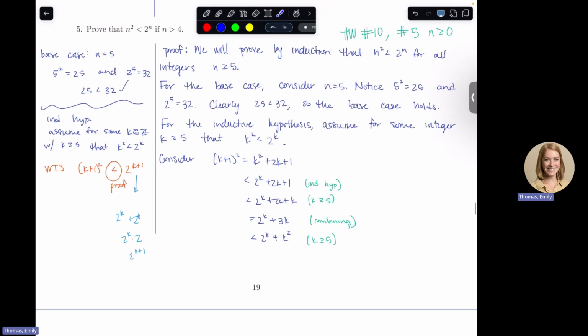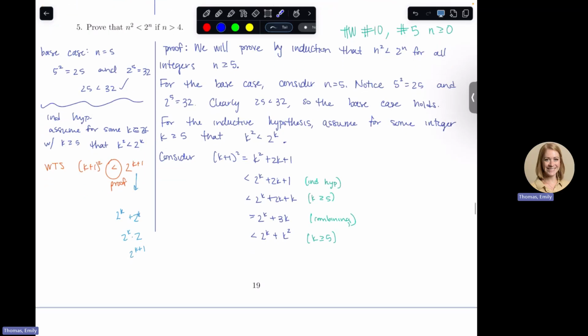All right. But then I'm going to use the inductive hypothesis again. Is this the only way to do this? No. Did I look at anything before I started doing this right now? No. Was it the best way? I have no idea. But this, by the inductive hypothesis again, is less than 2 to the k plus 2 to the k, which is 2 times 2 to the k, which is 2 to the k plus 1.